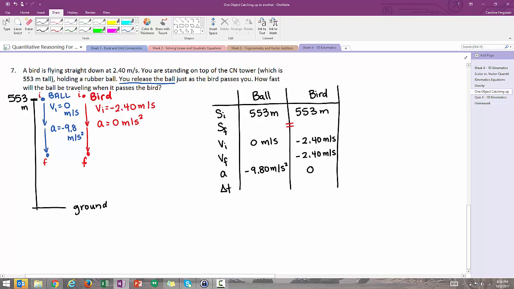And then for time, we don't know the time that it takes for the ball to catch up to the bird, but we do know that when it does catch up to the bird, they will both be at the same final position at the same time. So the two times will be equal.